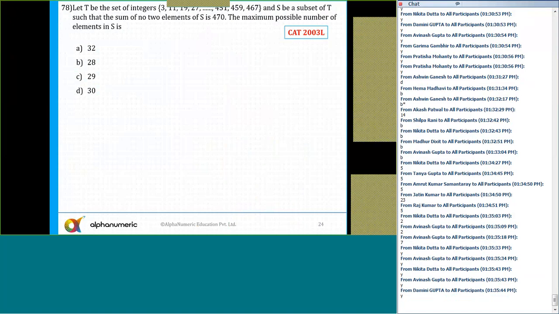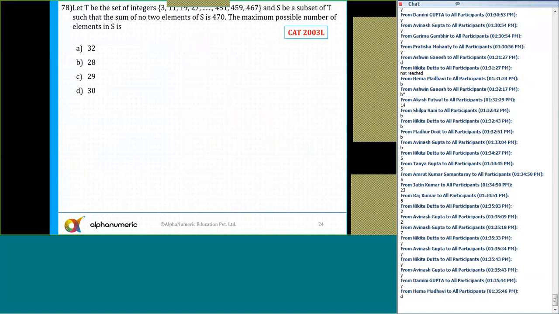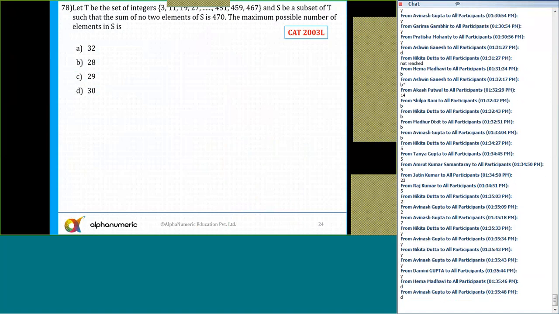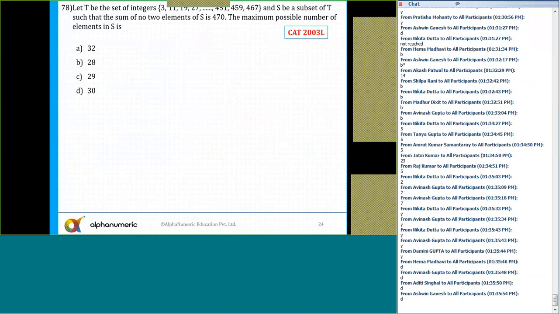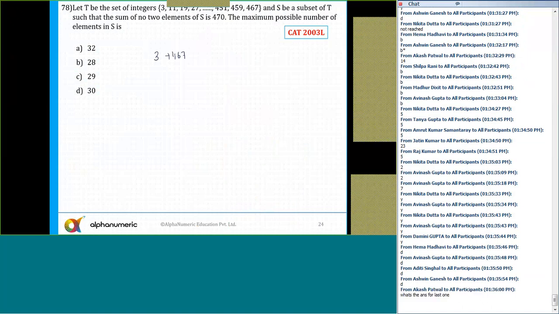78, yes. What is the answer for 78? Okay, option number D, that's right. If you observe here, the sum of first and last, that is 3 plus 467, that is equal to 470. Then 11 plus 459, that is also equal to 470. Third number, that is 19 plus 451, that is also equal to 470, and so on.